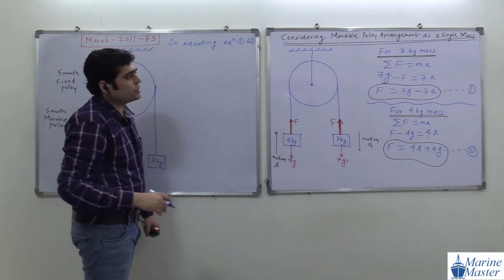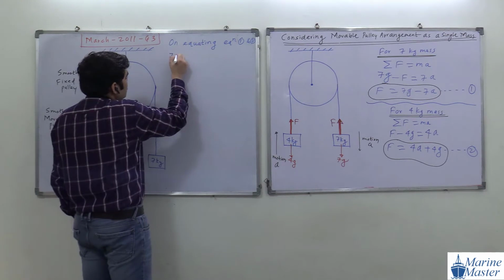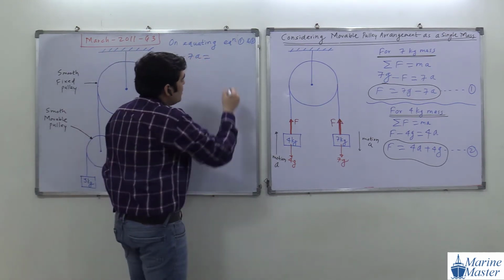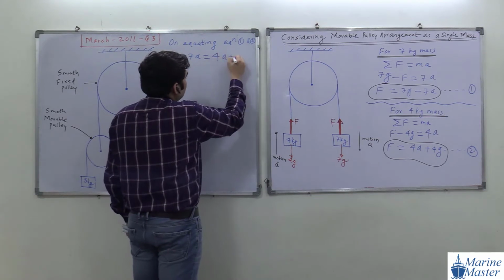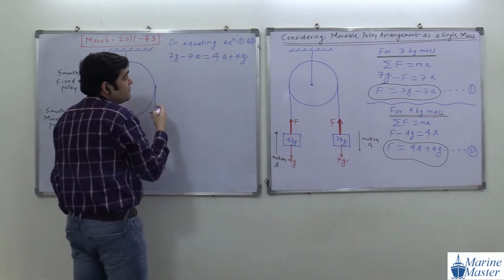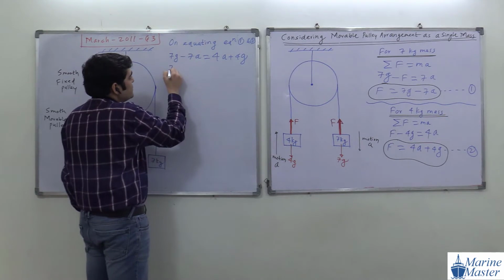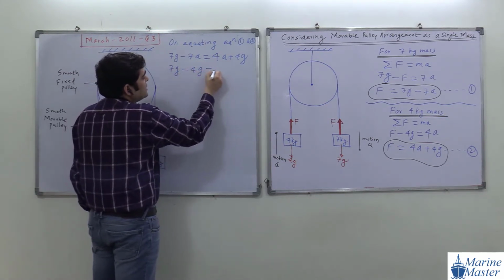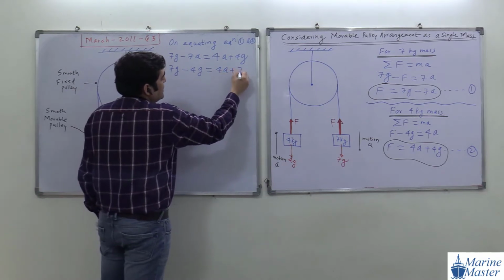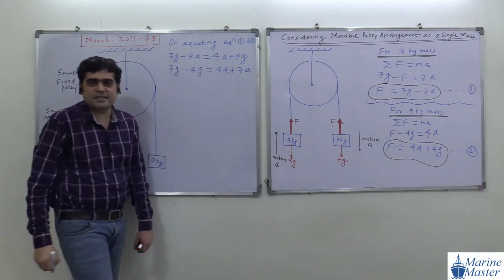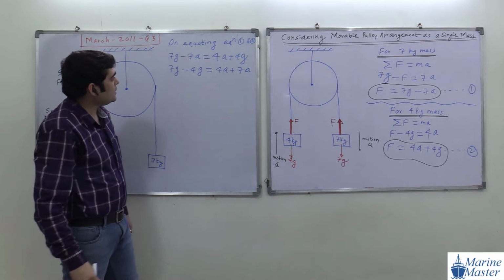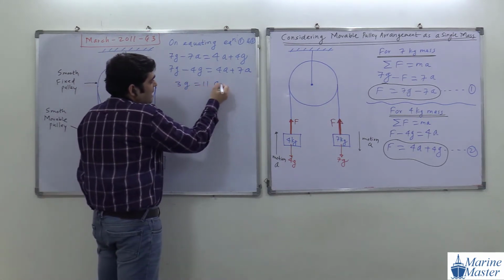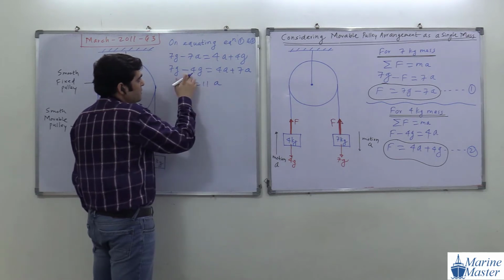So on equating equation 1 and 2, 7g minus 7a is equal to what we can write? 4a plus 4g. So please everyone try to see the scenario. So 7g minus 4g is equal to 4a plus 7a. Everyone observe the things. Please let me know if I have done any mistake. So 3g is equal to what guys? 11a, 4 plus 7, 7 minus 4.